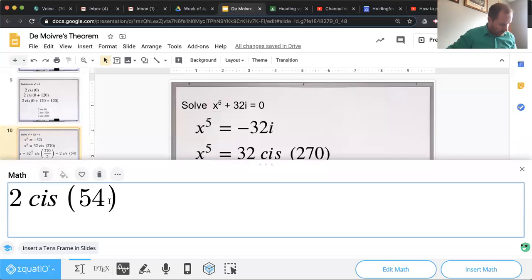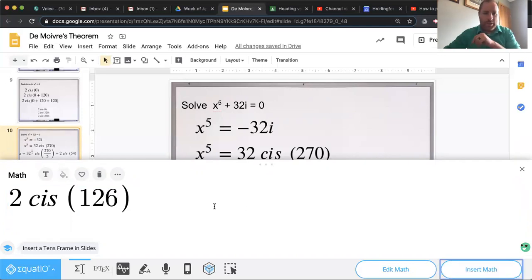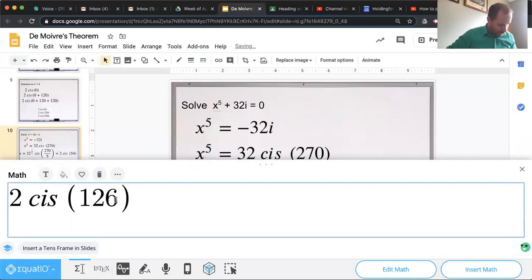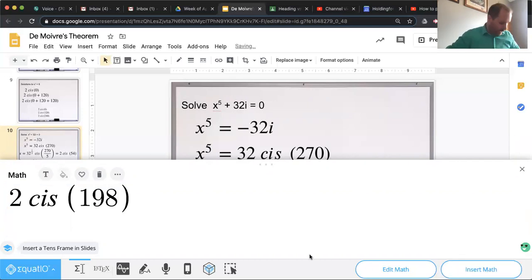So my first one would be 54 plus 72. So I would have 126. Okay, put that one in there. And then I would add 72 again. That's 198. Put that one in. And then I would add 72 again.